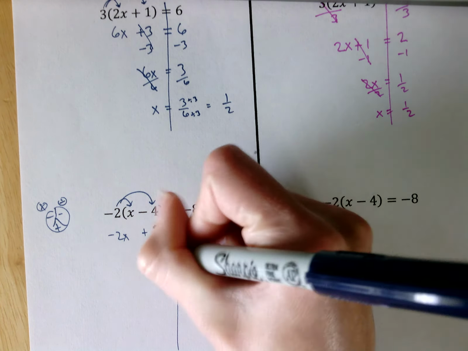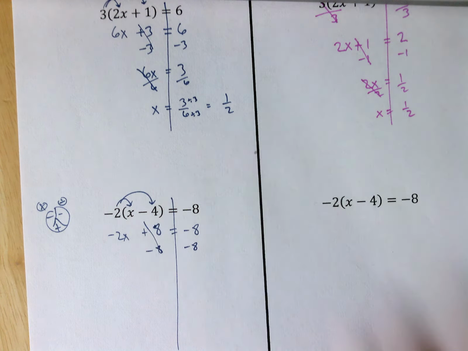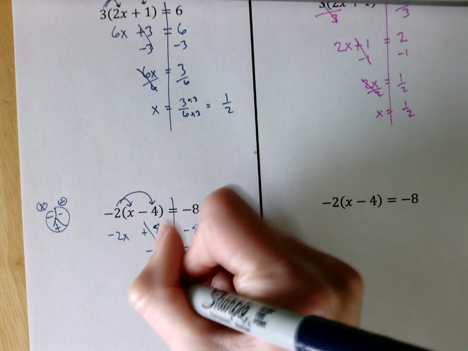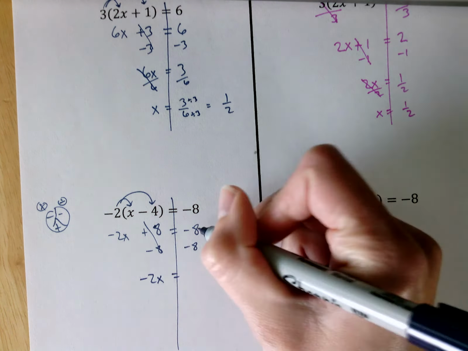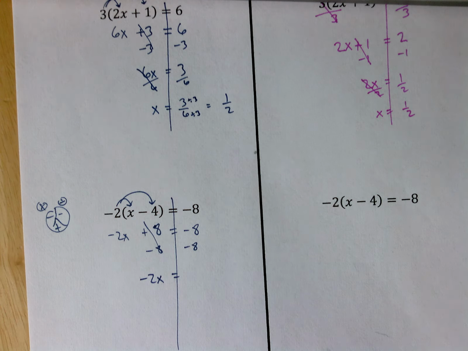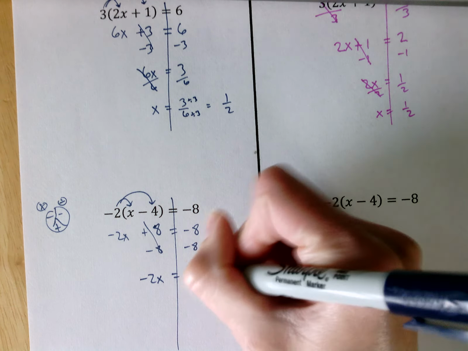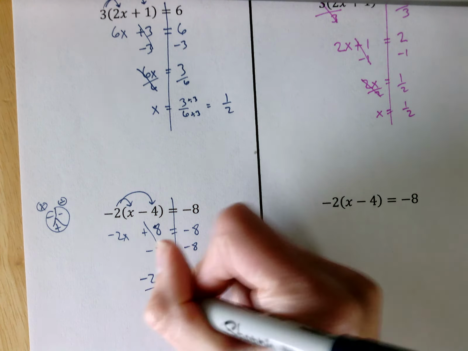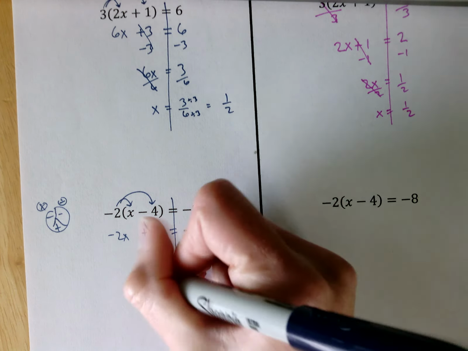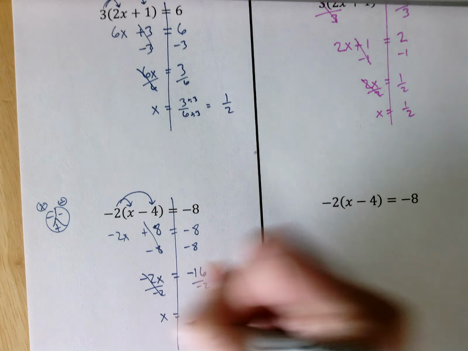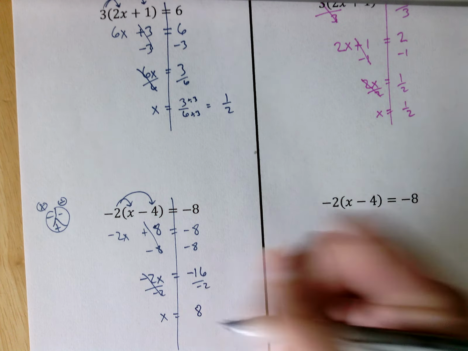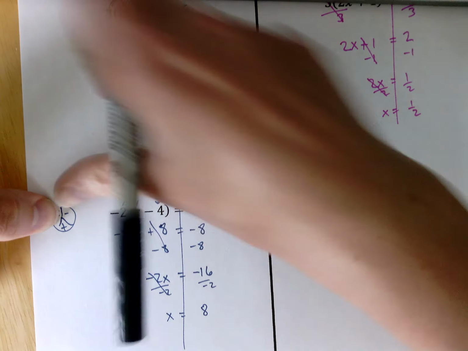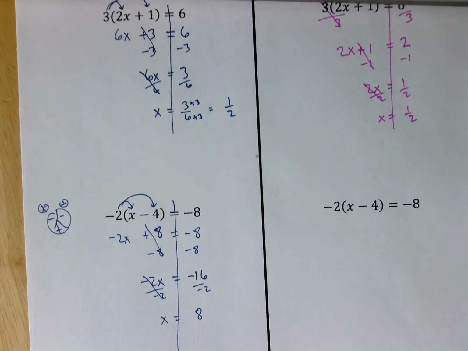So I'm going to undo this addition first with some subtraction. I'll get negative 2x equals negative 8 and negative 8, right? So that's like 8 fires and then 8 more fires. That's going to be 16 fires. And then I have to divide both sides by the negative 2. So I'm going to get x equals 16 divided by 2 is 8. And a negative divided by a negative is a positive. So positive 8 is my answer.